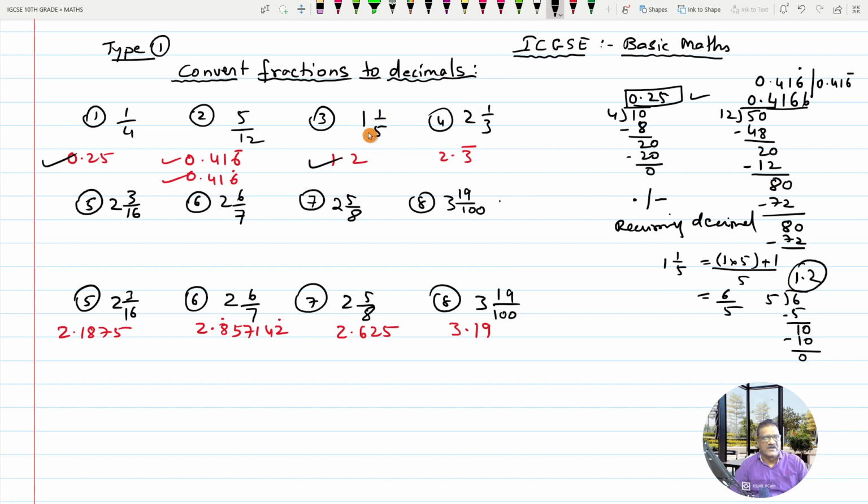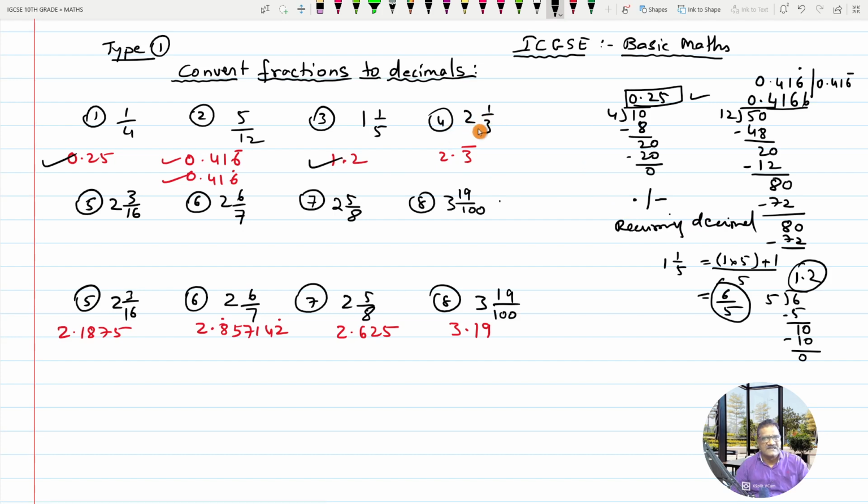So for 1 1/5, first you have to convert it into an improper fraction like this. This was a mixed fraction, so convert it into an improper fraction, and then go for division and get a decimal number. So the answer is 1.2, right? That's done. Let us go for the fourth one.